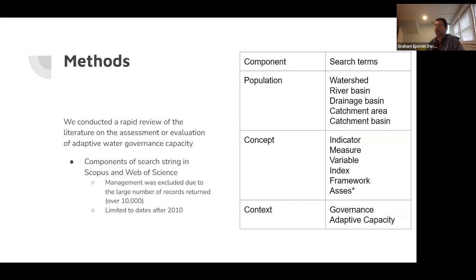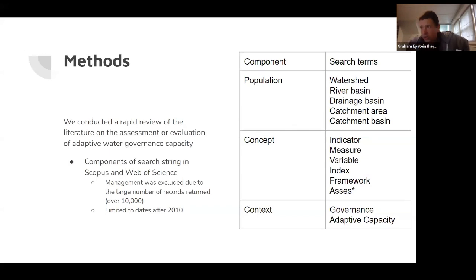So the search terms that we used are outlined in the table on the left, focusing on a particular set of populations. So managing some type of hydrogeographic system, either a watershed, river basin, drainage basin, or so on. The concepts we were interested in were understanding how we measure features of governance. So we talked about indicators, measures, variables, index, framework, and then assessments. And the context is governance or adaptive capacity. We used these search terms using advanced search functions in Scopus and Web of Science.